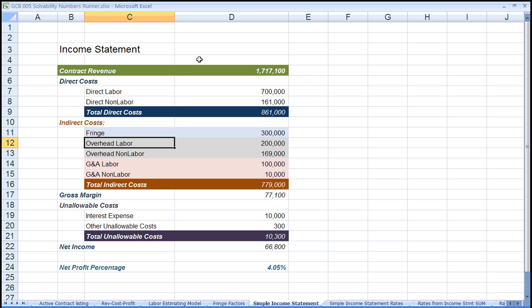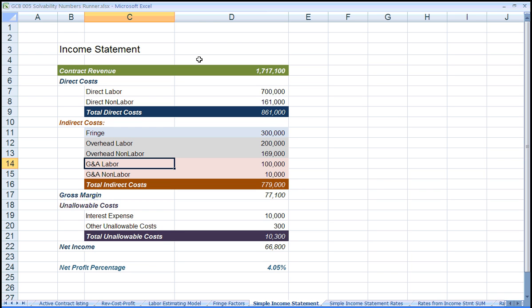The next two lines are overhead, again split into labor and non-labor because the labor line will have fringe benefit costs associated with it. These lines are for support costs of the technical work you do, costs that can't be charged to a specific contract, but that benefit multiple contracts such as training classes to improve overall company skills.